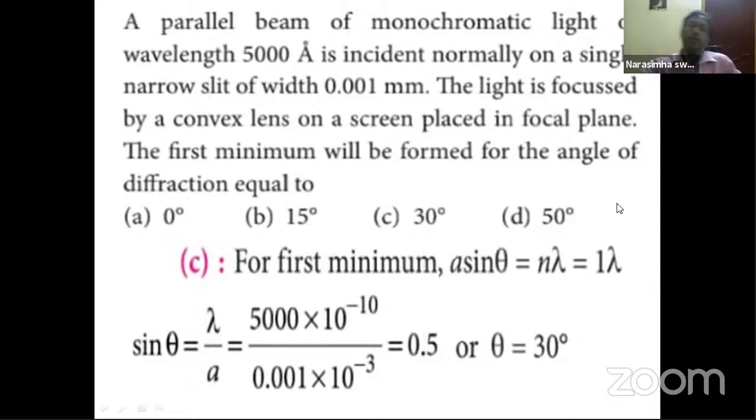So the pattern will have the central spot, and the first minimum makes an angle of 30 degrees with the center line. We'll conclude with this problem.